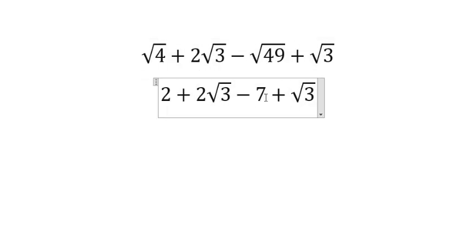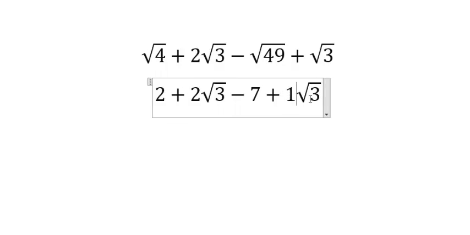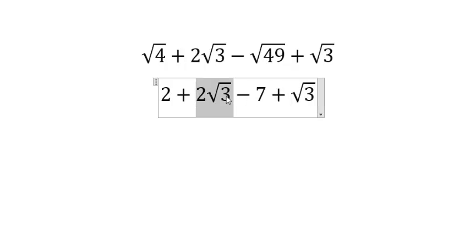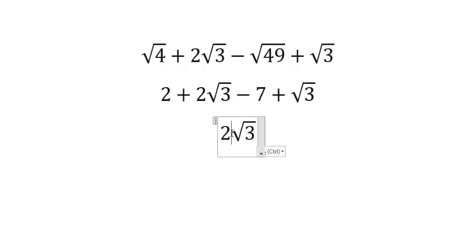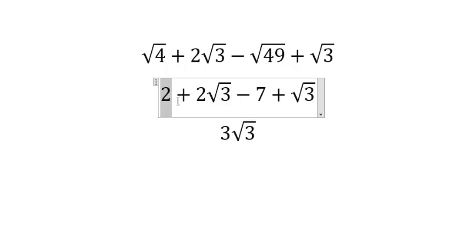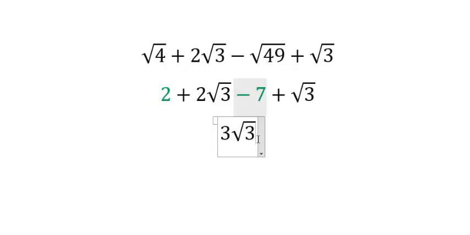Okay. Now that we have this, we're gonna add or subtract like terms. Like this 2 square root of 3 is gonna be added with this 1 square root of 3. 2 square root of 3 plus 1 square root of 3 will be 3 square root of 3. So I'm gonna put 3 square root of 3. And the numbers, this 2 minus 7 is gonna be negative 5. So I'm gonna put negative 5 in here, and that will be the answer.